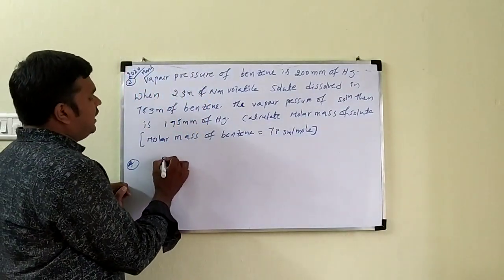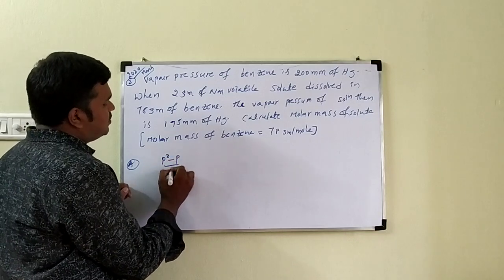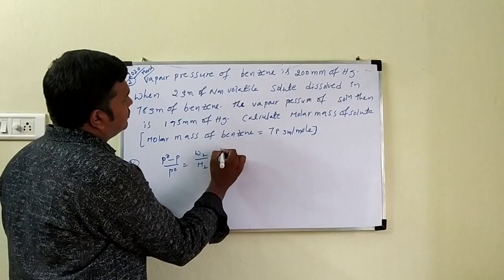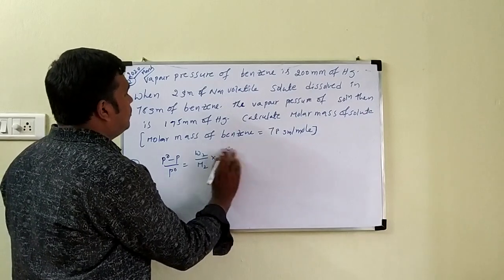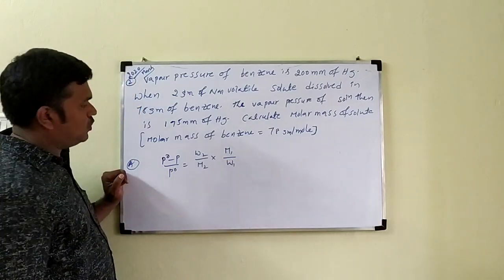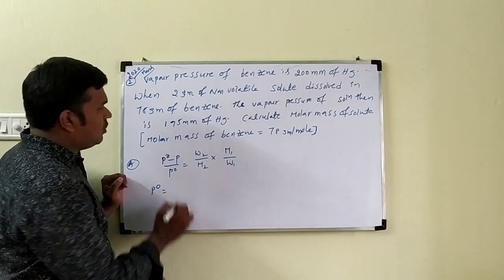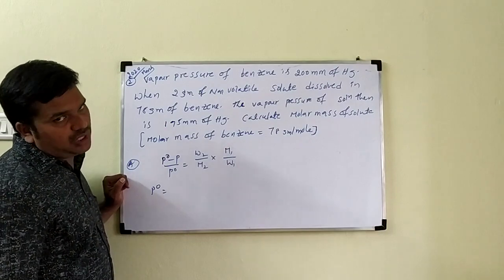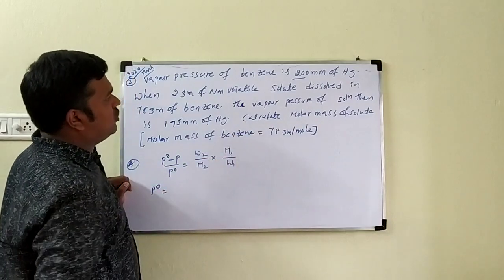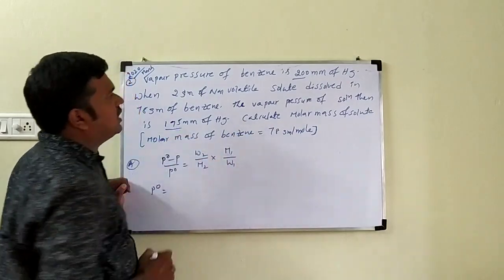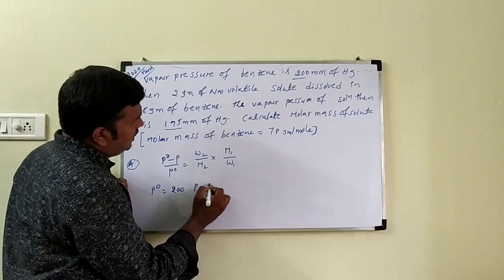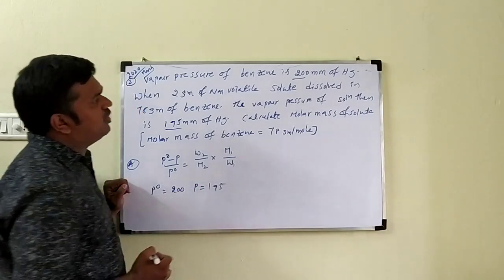So first you have to write the formula in the exam: (P naught minus P) by P naught is equal to W2 by M2 into M1 by W1. What is P naught? P naught is the vapor pressure of the pure solvent. The solvent is benzene only here. Here we have 200 and here we have 195. Which is P naught? P naught is 200 only. And P is how much? 195 mm of Hg.